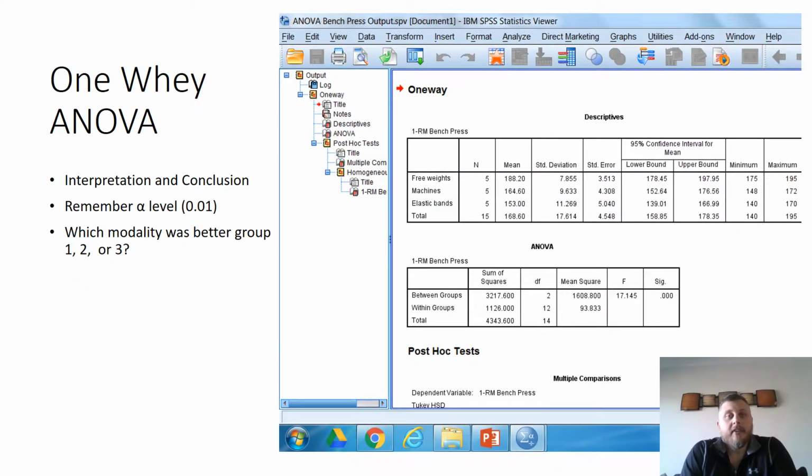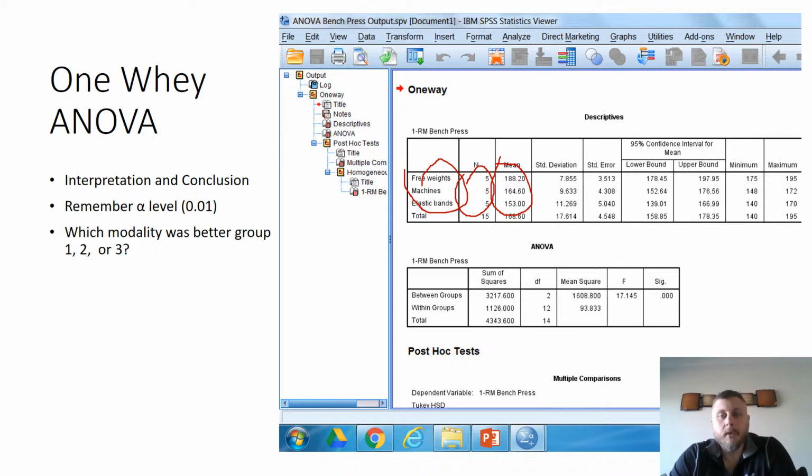So we go through all the steps and we punch it into SPSS and hit enter, and this is what it comes up with. We have our 3 groups here: the free weights, the machines, and the elastic bands. You can see the number of participants is 5 per group, 15 overall. So what we do here is look at the means. I'm going to circle a couple of things here. We've got our groups, the number of participants, which is even across the board, and our means. This is what we all kind of want to look at.